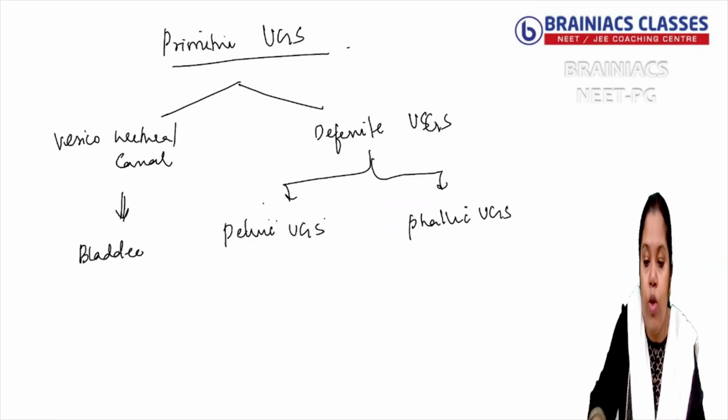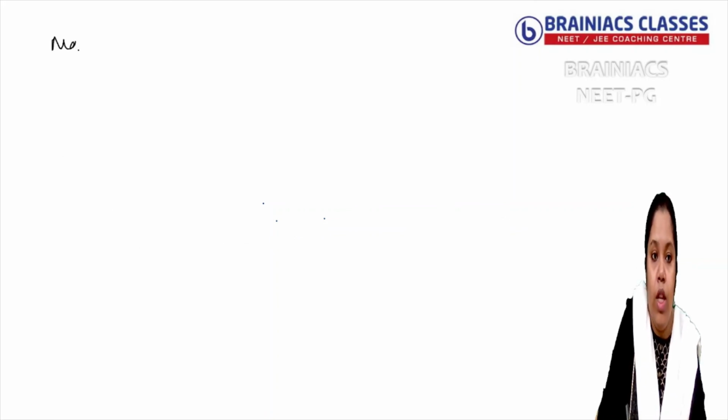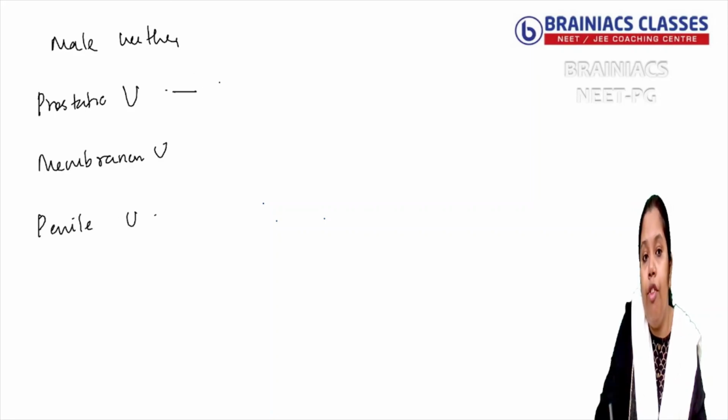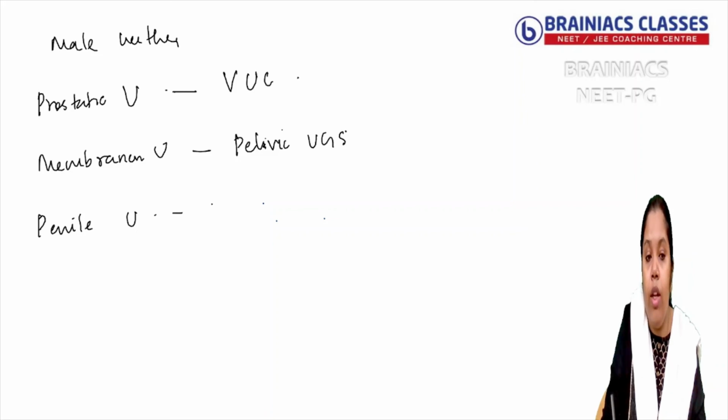Right. So coming to the male urethra, there are 3 parts. One is the prostatic urethra, then you have the membranous urethra, and last is the penile urethra. Okay, the prostatic urethra will develop from the vesico-urethral canal, membranous urethra from the pelvic urogenital sinus, and the penile urethra is from the phallic urogenital sinus.